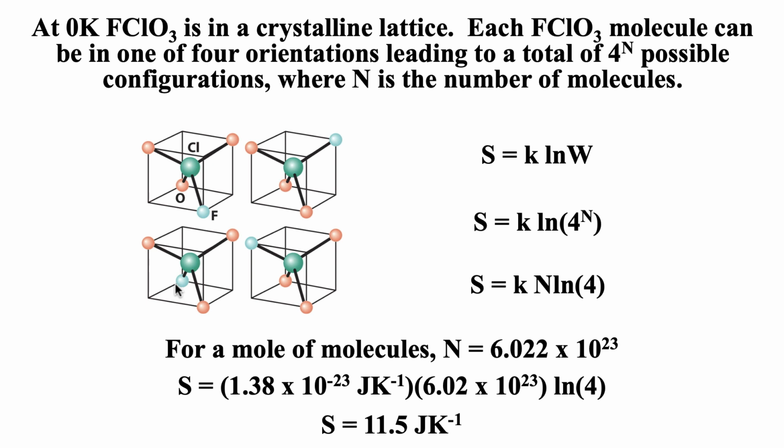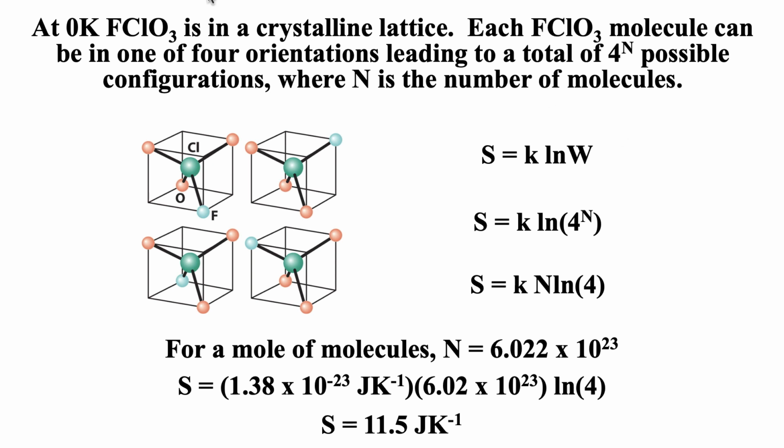Now if we have a mole of these molecules, the number of configurations would be 4 to the power of n. And so natural log of 4 to the power of n, that n can actually come out. And so now we have entropy is equal to k times Avogadro's number times the natural log of 4. If we calculate that out, we get the entropy of this system would be 11.5 joules per Kelvin. And so it's really kind of cool. In some cases, we can actually calculate entropy using this equation.